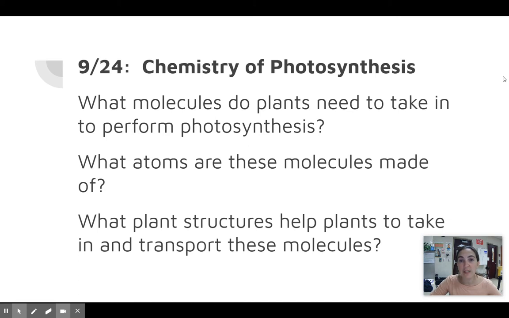We've been talking the last few days about the process of photosynthesis and how energy moves through ecosystems. And today we're going to really break that down and dig into the process of photosynthesis itself, and look at the molecules that plants need to take in, the atoms those molecules are made of, and a little bit of the chemistry of those molecules. And then within the next few days, we're going to talk about some of the plant structures that allow plants to take in what they need and release the things that they don't.